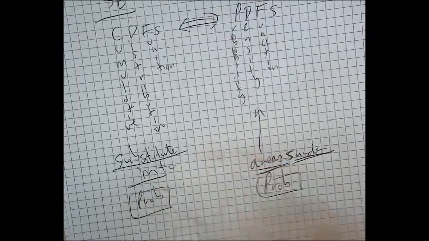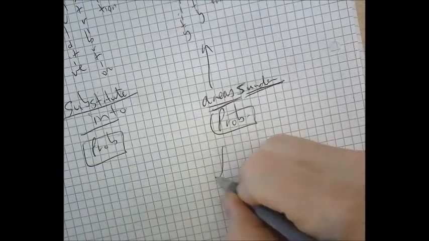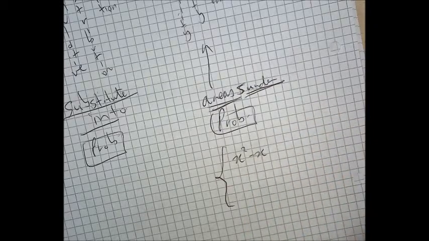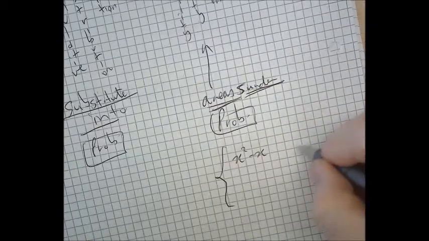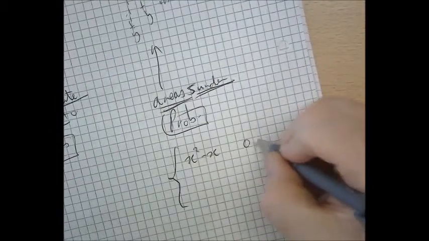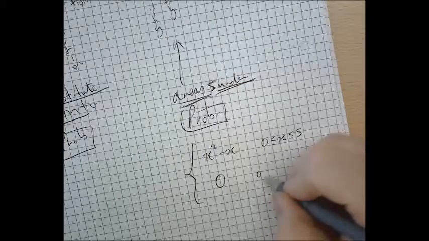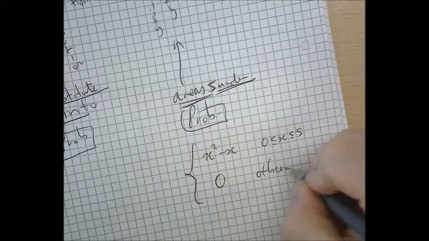Okay? Now let's talk about the look. The look of a PDF is some algebra and some instructions about when the algebra applies. And then other than that, it's 0. So you always see this last line, 0 otherwise.